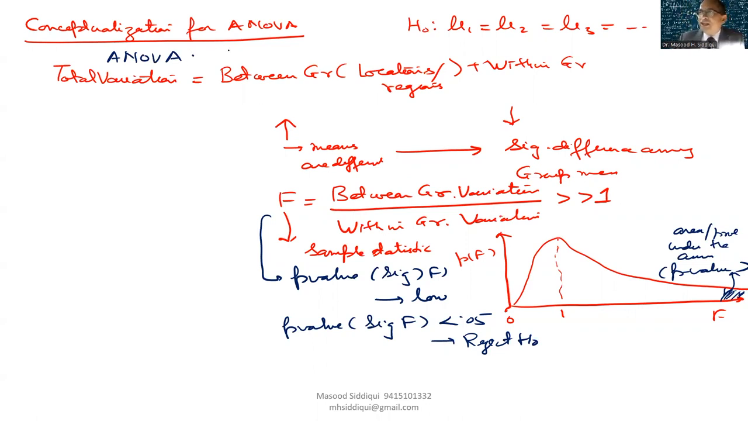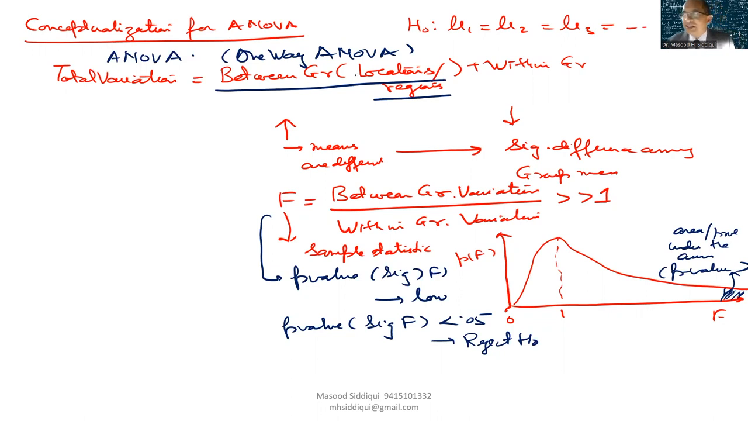Now the second question arises: why do we say one-way ANOVA? Because here we examine the cause of variation because of only one thing, that is location. Since the bifurcation or classification is as per only one factor, this is known as one-way ANOVA. If we have more than one factor, that is known as two-way ANOVA and so on. Right? So these two terms are clear: why ANOVA and why one-way ANOVA.